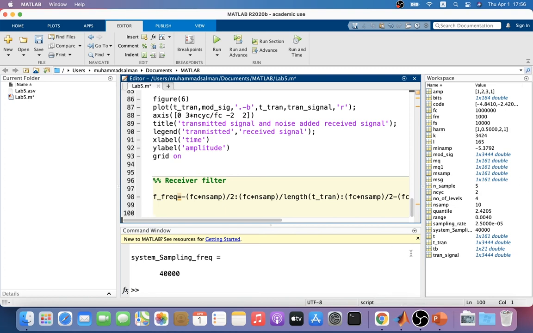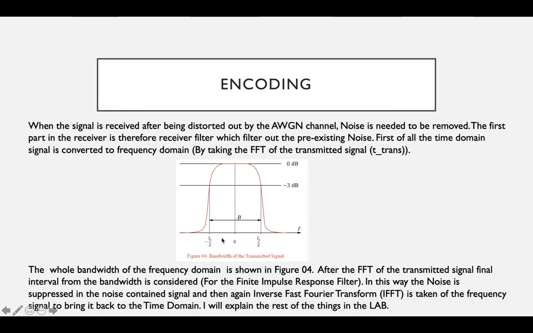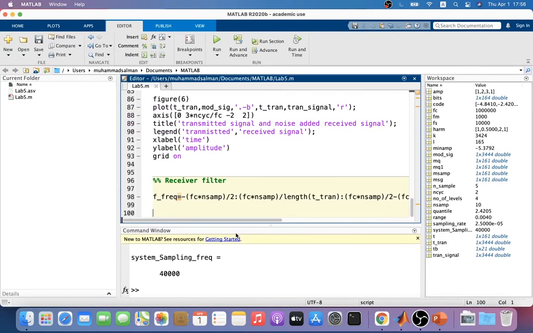So I'll just give you a little clue about this one. Minus fs by 2 to plus fs by 2, and they are divided by T trans, but there is 0. And maybe because why I'm subtracting that, just see why it is done there. So can you just think about it and let me know in the next slide.